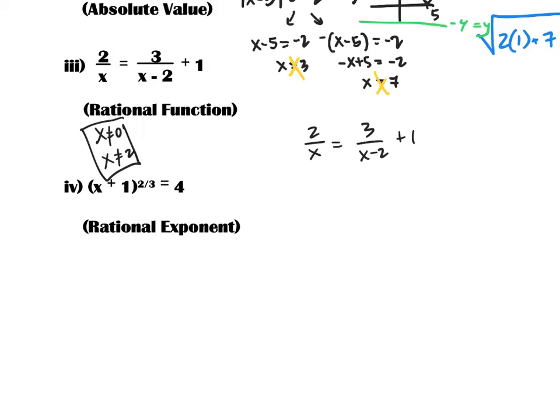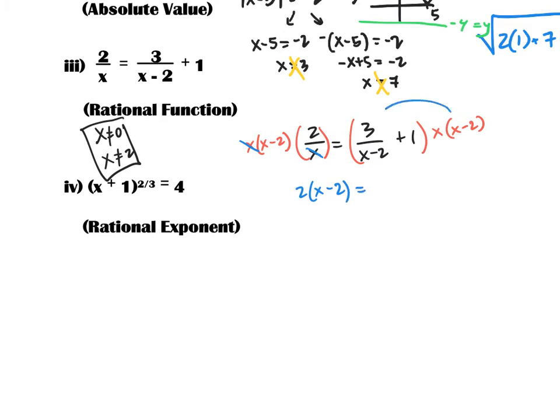Wouldn't it be nice if we didn't have to work with fractions? Well, we can do that. What we do is we clear the fractions by multiplying by the denominators that I see throughout the problem. So as I distribute x times x minus 2 to both sides of the equation, watch what happens. When I distribute on the left side, the x's cancel, and I get 2 times x minus 2.